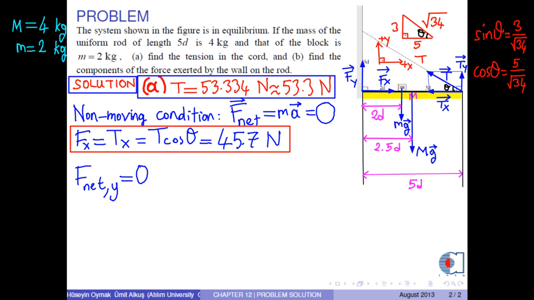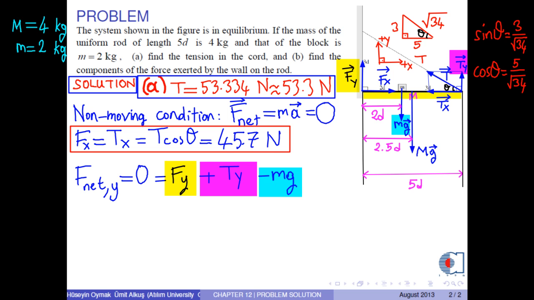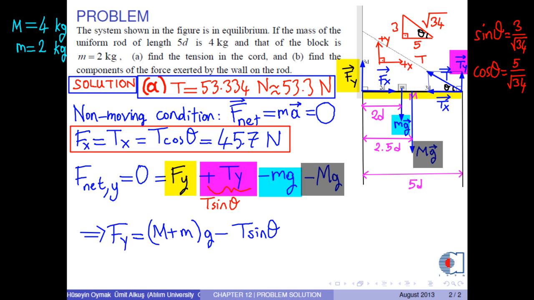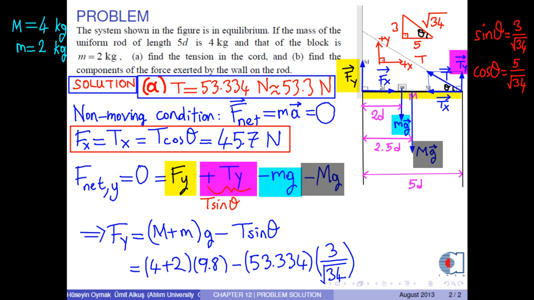The net force along the y-axis is also 0, which is equal to Fy plus Ty minus mg minus capital Mg. Ty is T sin theta, so Fy becomes capital M plus m times g minus T sin theta. We insert the numerical values into this equation. Therefore, we obtain this component as approximately 31.4 newtons.